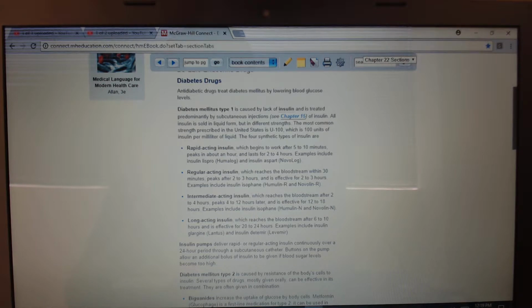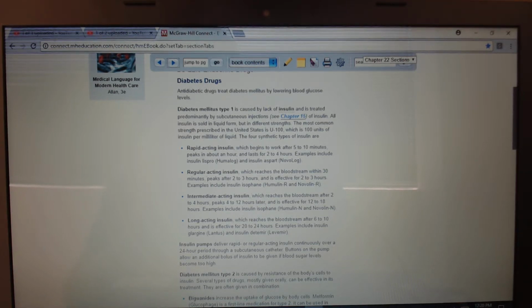Four synthetic types of insulin are: rapid-acting insulin, which begins to work in 5 to 10 minutes, peaks in about an hour, and lasts 2 to 4 hours. Examples include lispro, which is Humalog, and insulin aspart, which is Novolog. Regular-acting insulin reaches the bloodstream within 30 minutes, peaks after 2 to 3 hours, and is effective for 2 to 3 hours. Examples include Humulin R and Novolin R.